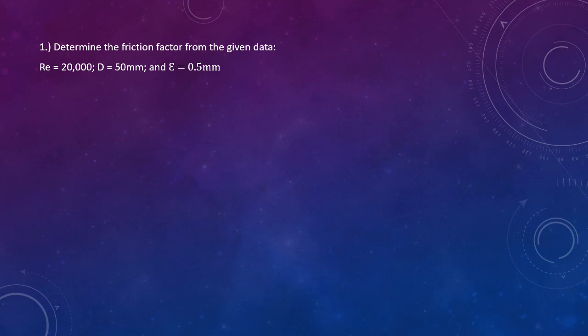The Reynolds number is greater than 4,000. Therefore, the flow is turbulent. So we will be using the Colebrook equation, which is 1 over square root of f is equal to negative 2 logarithm of the quantity E over D all over 3.7 plus 2.51 all over Re times square root of f.